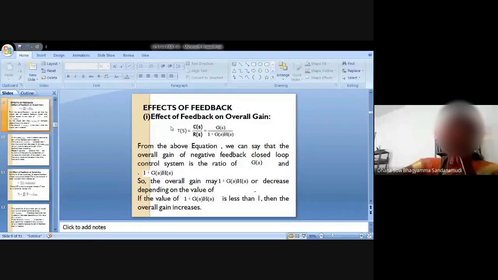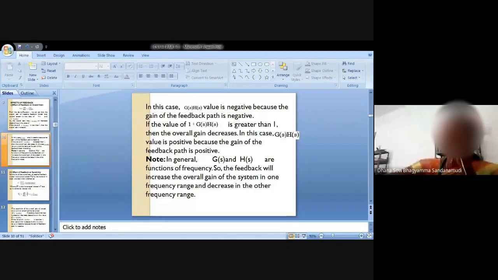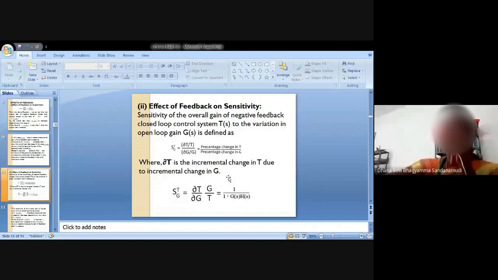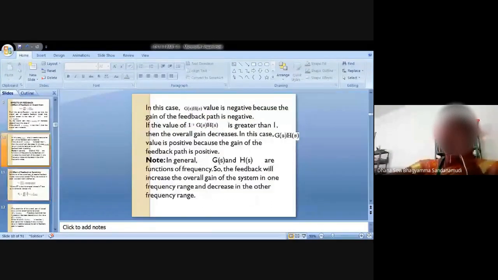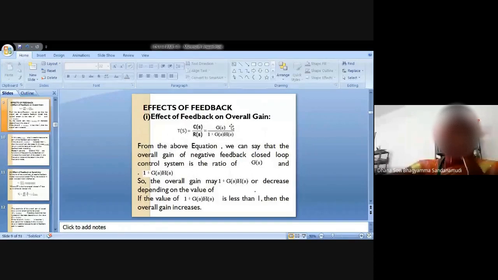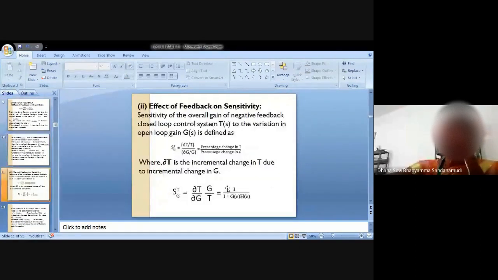If G varies, automatically T will vary. If G increases, T increases; they are directly proportional. So how it varies depends. This whole equation can be rewritten like this, and if you simplify further, you will get this. Based on this equation, if you substitute T of S as G of S by 1 plus G of S, so instead of T, I can write G by 1 plus G into H.